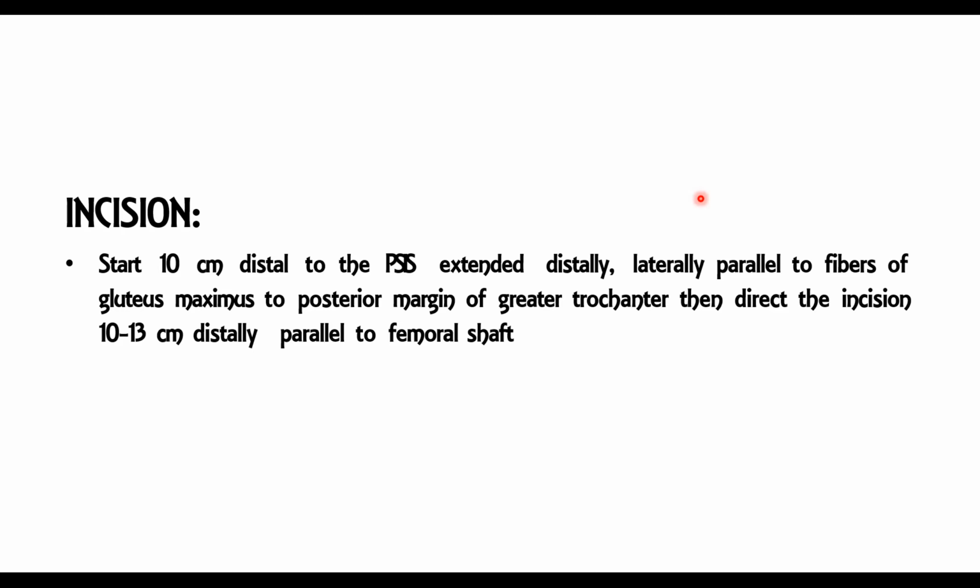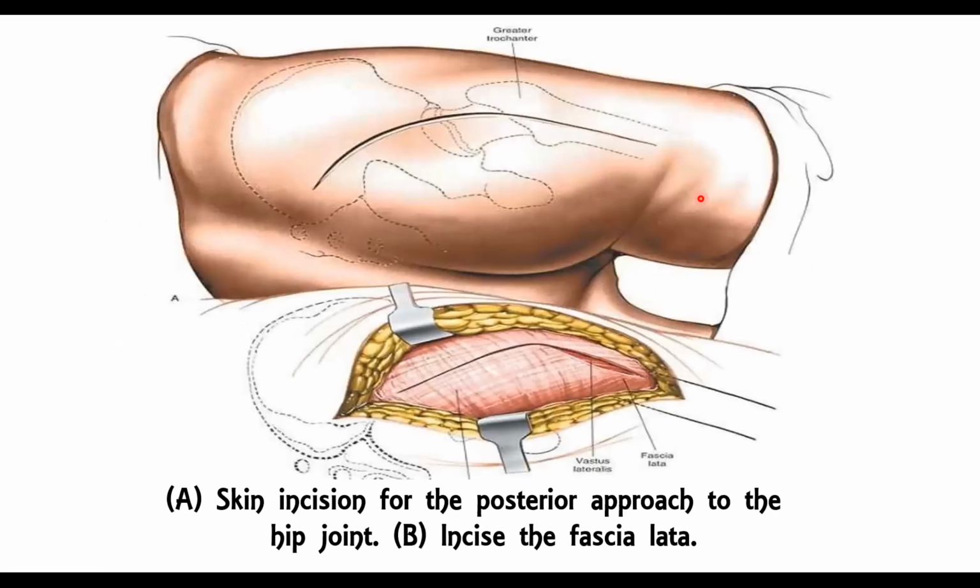3 finger breadths or 10 centimeters from the posterior superior iliac spine, towards the fibers of the gluteus maximus, to the posterior border of the greater trochanter, then towards the shaft. This is the incision. This is the curved incision. Always the Southern approach is a curved incision. This is the skin incision for the posterior approach.